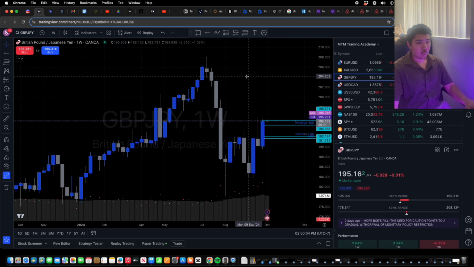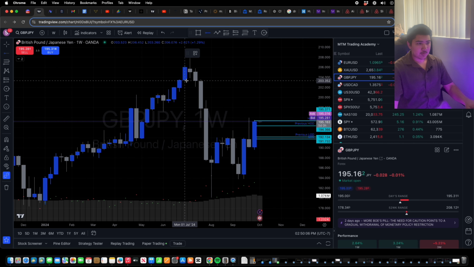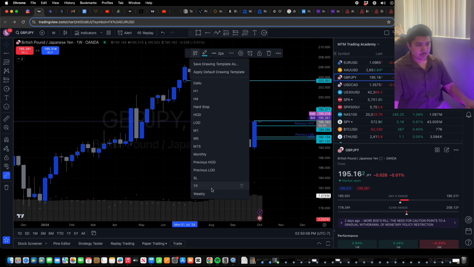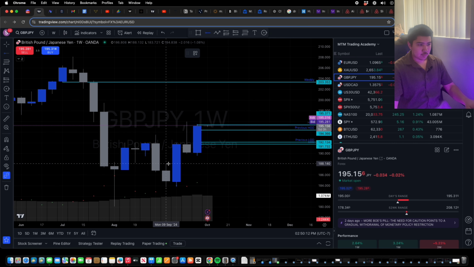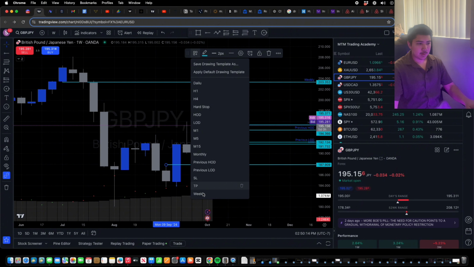Going down to the weekly time frame, as you guys can see, we have a weekly supply zone. Looks like it's kind of been used, but still have to work with it. Looks like we also have a weekly demand zone sitting right here.